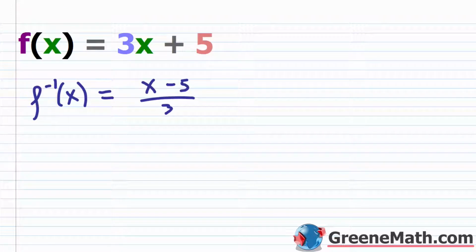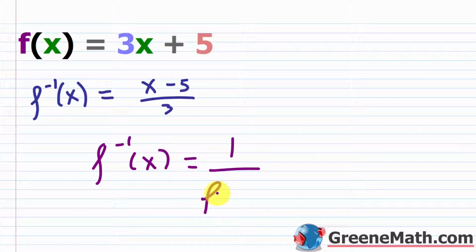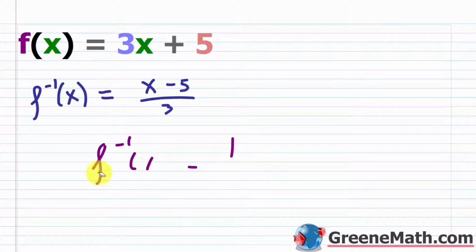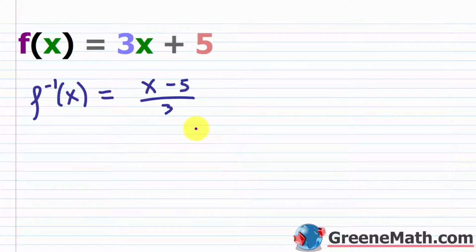So if we think about this, the common mistake is you see this notation and you're thinking about exponents and you're saying, okay, f inverse of x is 1 over f of x. No, no, no. This is completely wrong, okay? This is just the way that we notate the inverse. So it's not 1 over f of x.